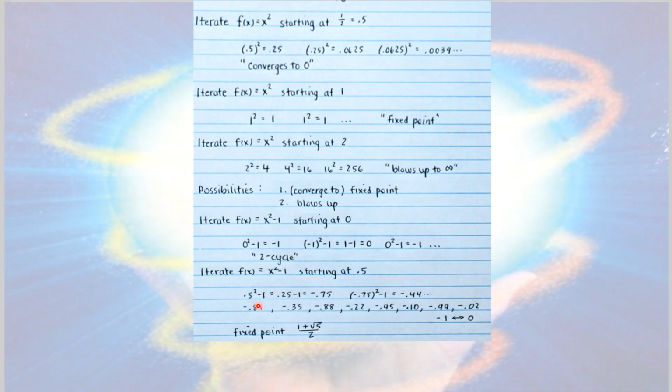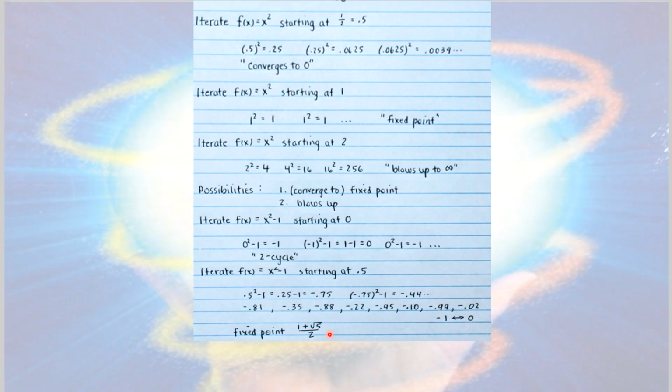Let's start instead at 0.5. 0.5 squared minus 1 is negative 0.75. Negative 0.75 squared, we'll now see why computers are so important in this field. Let's use a computer or calculator. The sequence looks like, from negative 0.75, we're going to get negative 0.44, negative 0.81, and so on. Those last two numbers are very close to negative 1 and 0. And it turns out if you keep going with the sequence, they'll get closer and closer and converge to the two-cycle negative 1, 0.